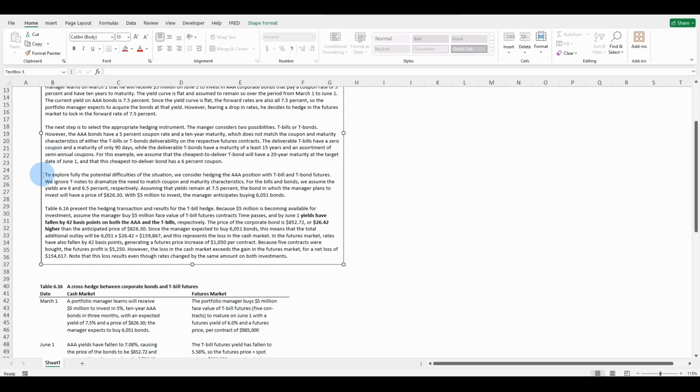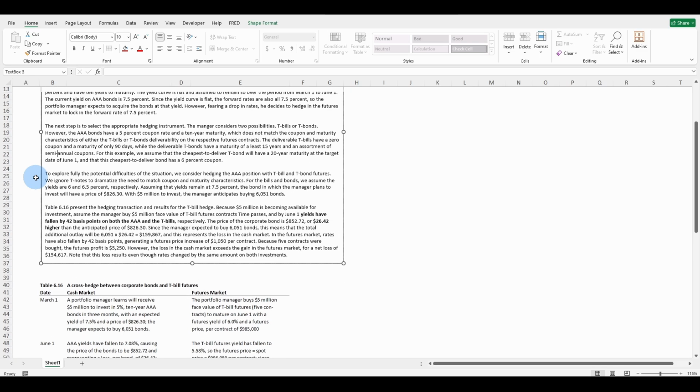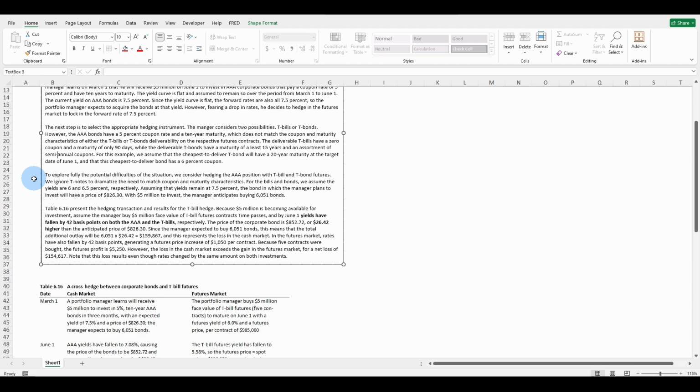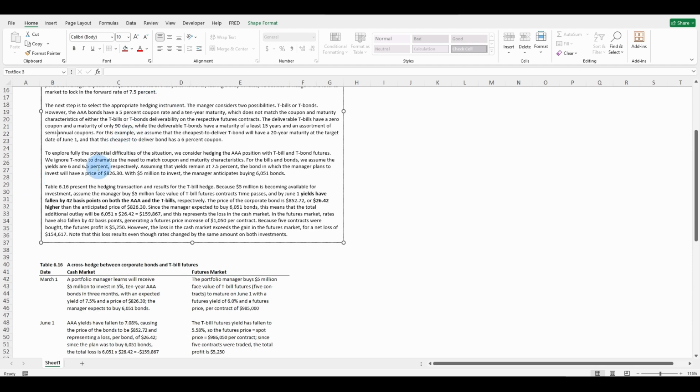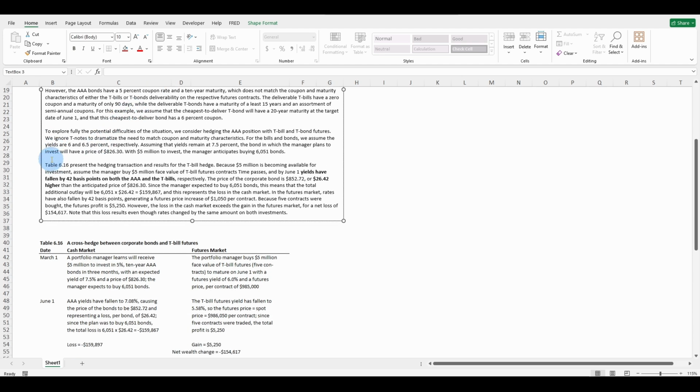For this example, we assume that the cheapest to deliver T-bond will have a 20-year maturity at the target date of June 1st, and that the cheapest to deliver bond has a 6% coupon. Have I lost you? I hope not. To explore fully the potential difficulties of this situation, we consider hedging the AAA position with T-bill and T-bond futures. We ignore the T-bond notes to dramatize the need to match coupon and maturity characteristics. For the bills and bonds, we assume the yields are 6 and 6.5% respectively.